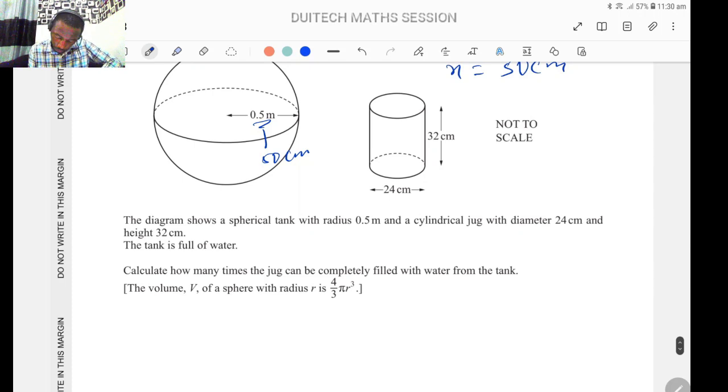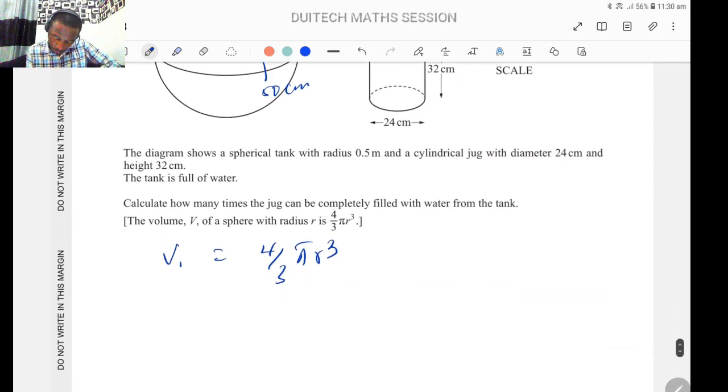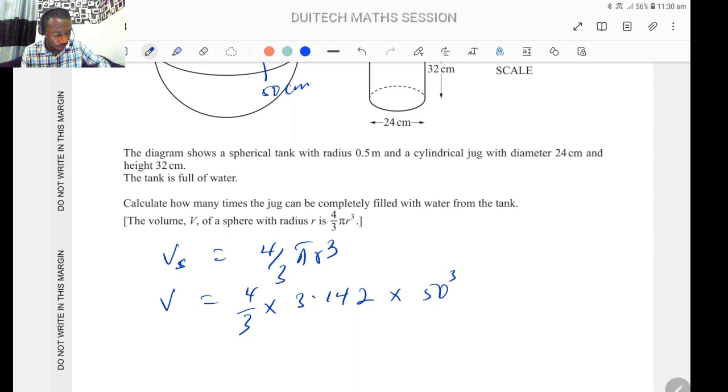Now what we want to do here is that the volume of the sphere, Vs, is given as 4 over 3 pi r cubed, right? So our Vs is equal to 4 over 3 times pi, which is already given as 3.142 from the instruction, times my radius, 50, cubed. When you put everything together, what I'll have here is 523,666.6667. So that is for Vs.